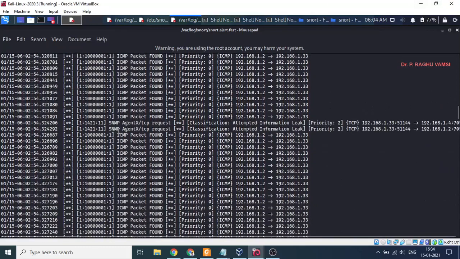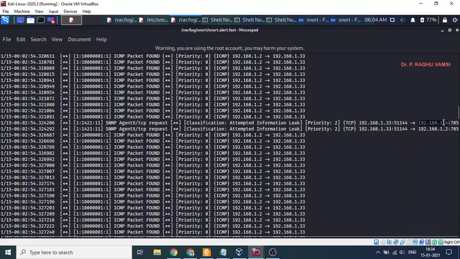So an SNMP TCP request was received from the same IP address 192.168.1.33 to 192.168.1.4. Okay. So here 1.4 is the IP address of the XP. You may be surprised how we got this.